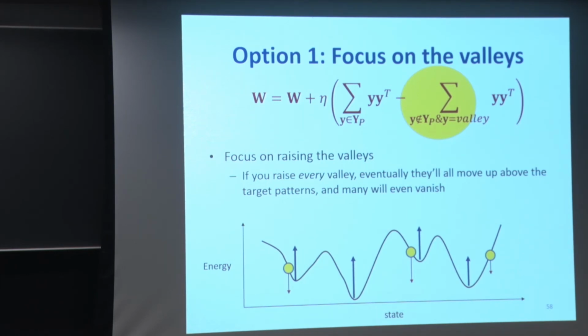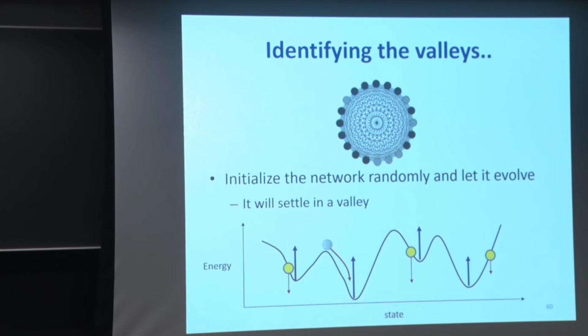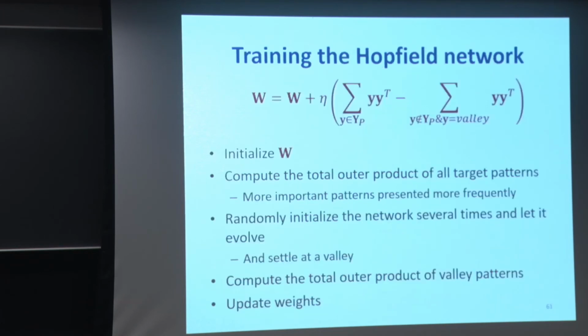So given this, first, how do you identify the valleys? If I were to ask you to identify the energy valley, how would you do this? Just run the network and see where it evolves to, right? So I can just initialize the network randomly, let it evolve. Wherever it settles, it's going to be a valley.